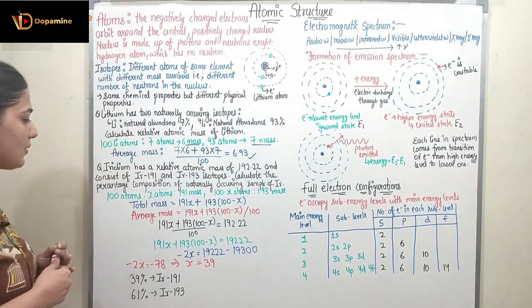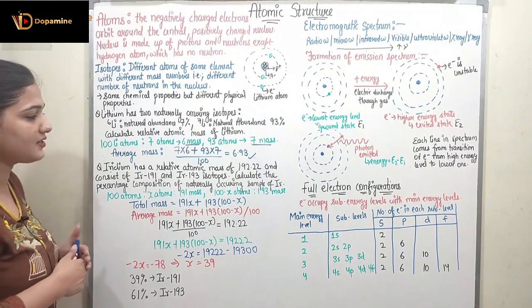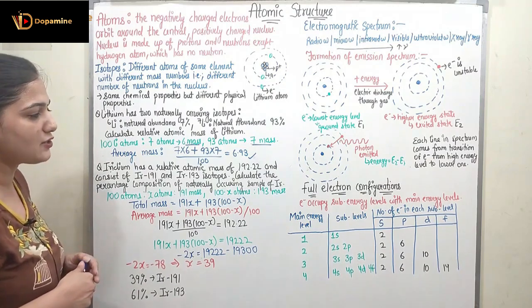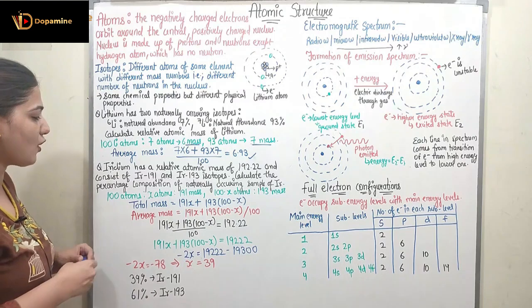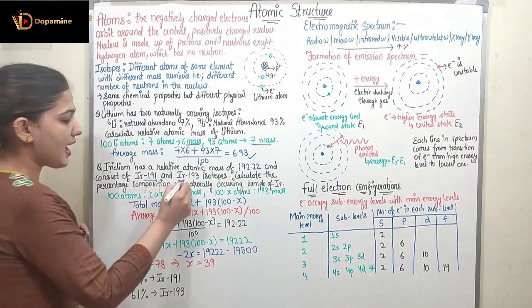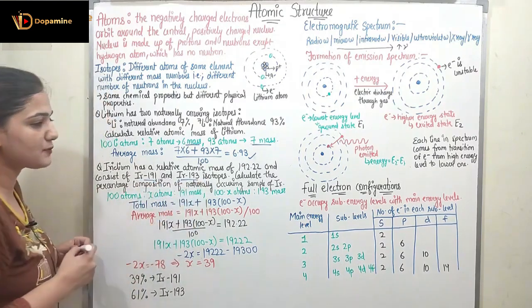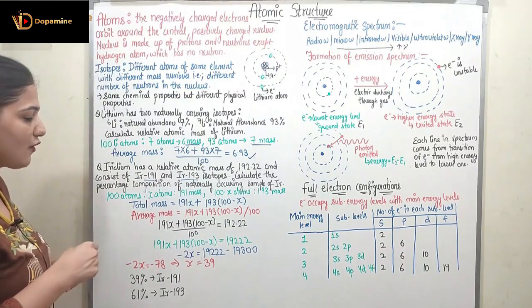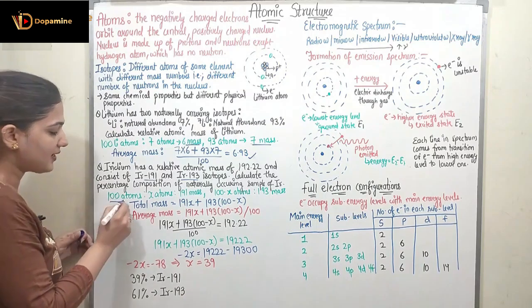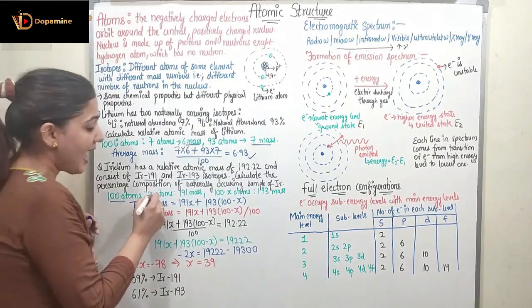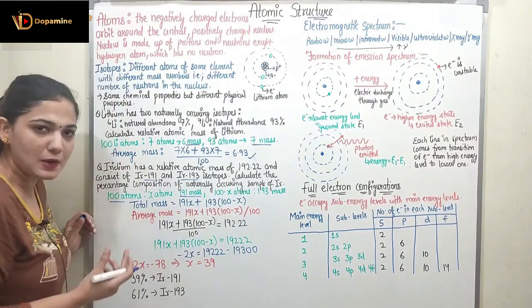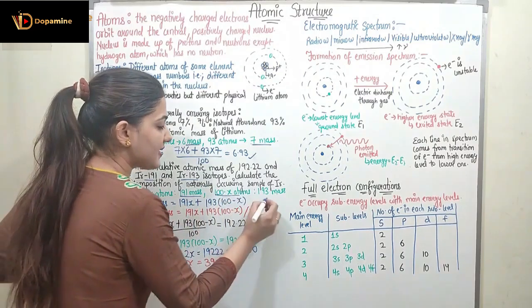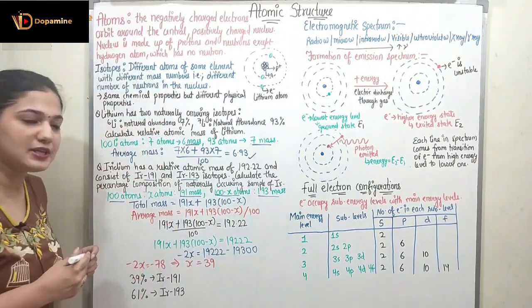Coming to question number 2, which states: iridium has a relative atomic mass of 192.22 and it consists of iridium 191 and iridium 193 isotopes. Calculate the percentage composition of the naturally occurring samples of the iridium. So if I have 100 atoms, I will be considering X atoms will be having 191 mass and 100 minus X atoms will be having 193 mass.